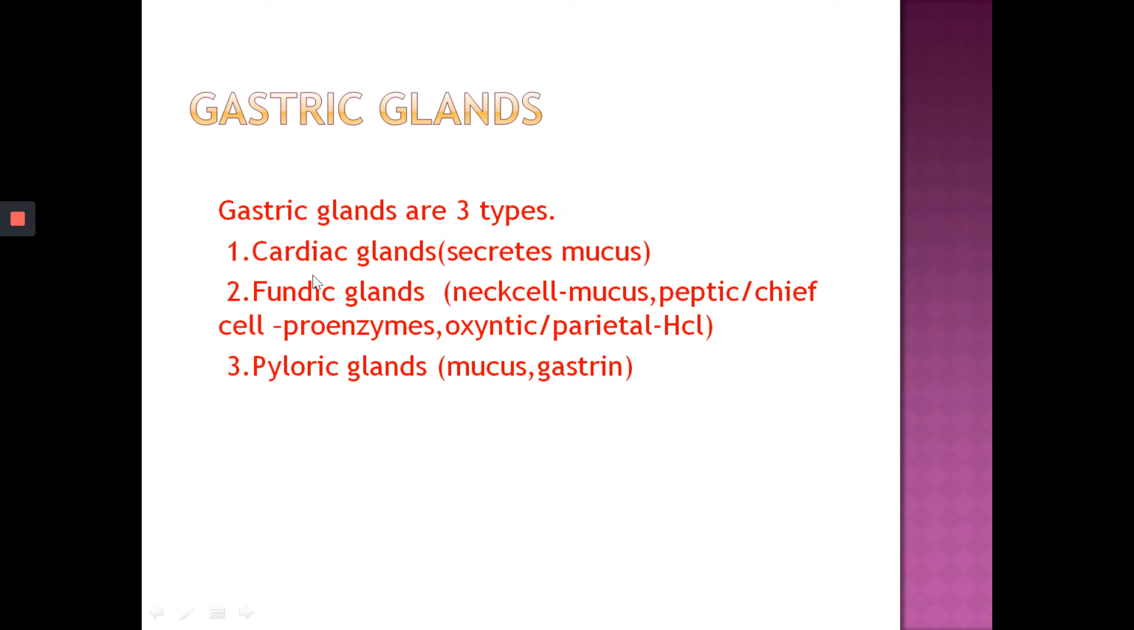The cardiac glands secrete mucus. Mucus is a sticky gel-like substance. Next, fundic glands, which are present in the fundic region of the stomach. These fundic glands consist of three types of cells: neck cells, peptic or chief cells, and oxyntic or parietal cells.